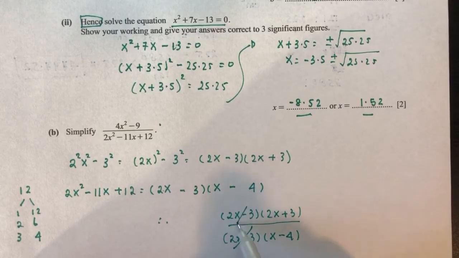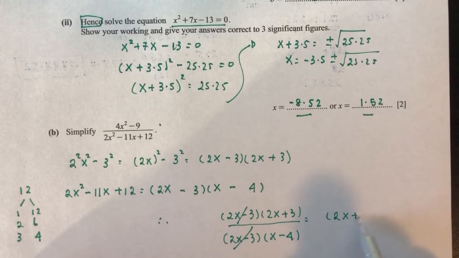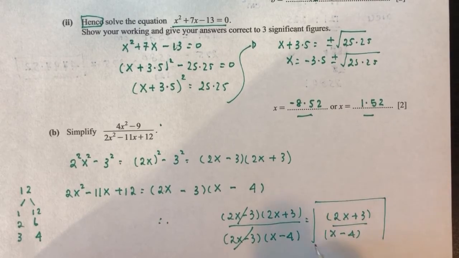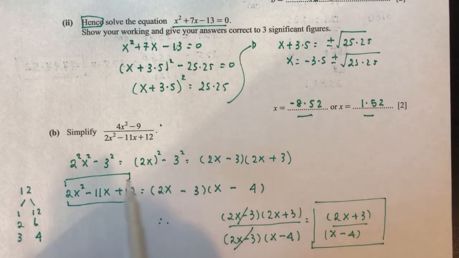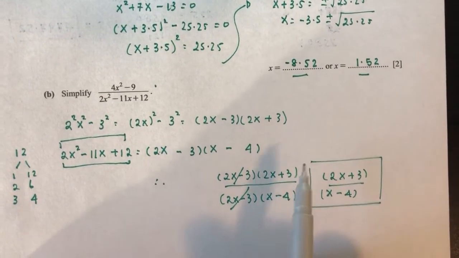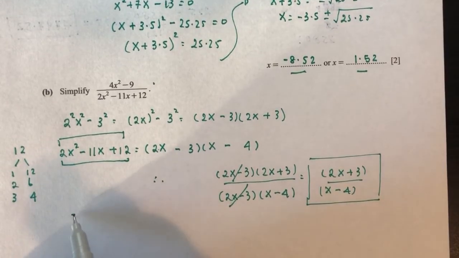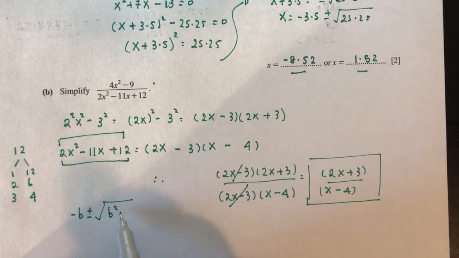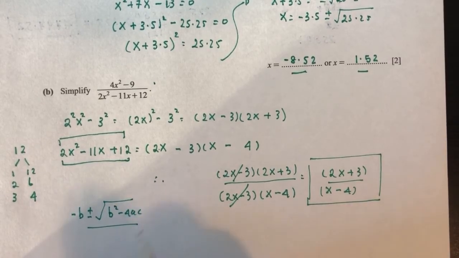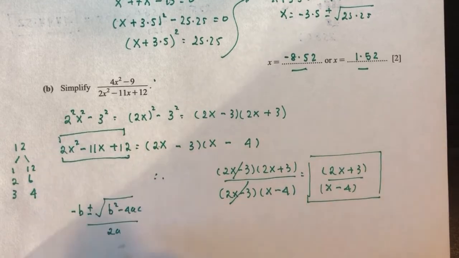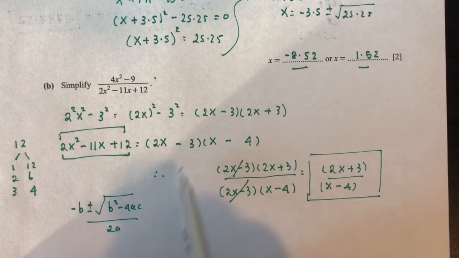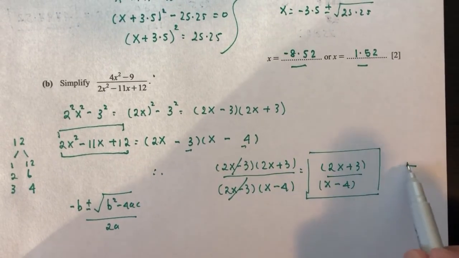The common factor cancels. What remains will be this over this, and this will be your answer for this part. So it is important you know how to factorize this. It is only a quadratic equation, but if you don't know how to factorize it, you can always use the formula, which is minus b plus or minus square root of b squared minus 4ac, divided by 2a. You will find the answer to this and this. Okay, so that was question number B.